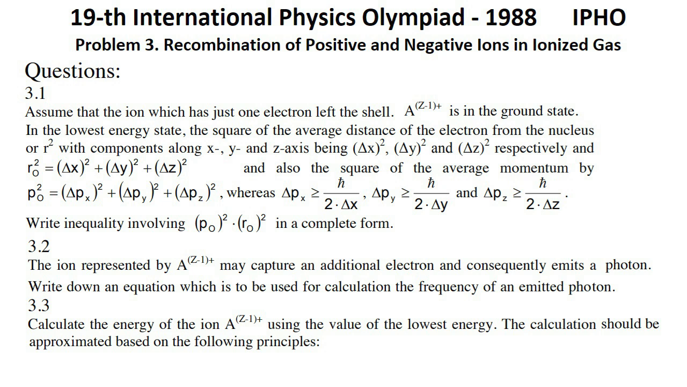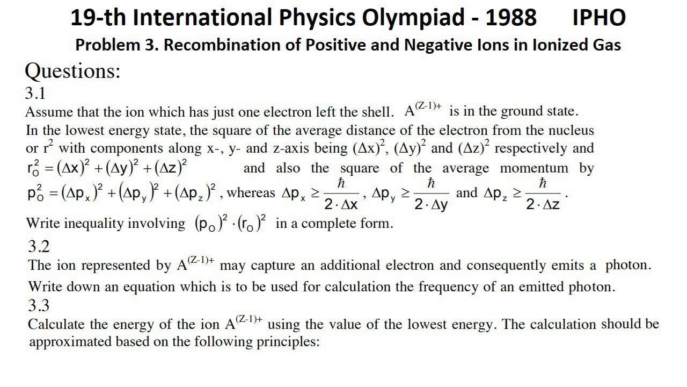Question 2. The ion represented by A^(Z-1)+ may capture an additional electron, and consequently emits a photon. Write down an equation which is to be used for calculating the frequency of an emitted photon. Question 3. Calculate the energy of the ion A^(Z-1)+ using the value of the lowest energy.